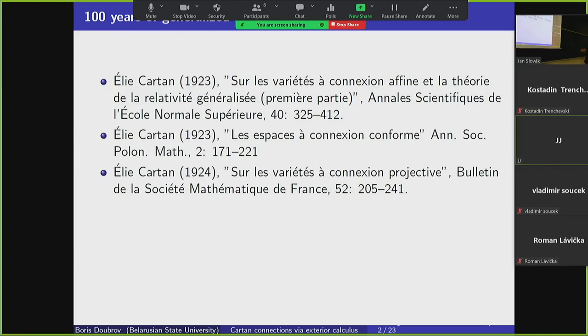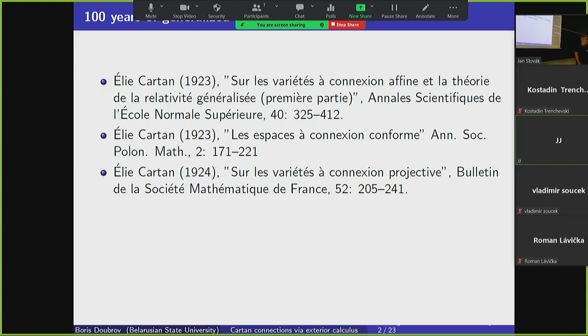This is the very first slide, and this is just a very short historical remark. What we call today Cartan connections was introduced by Élie Cartan, and he called them generalized spaces. Essentially the ideas and the concepts and many initial results originate from these three papers on affine connections, on conformal connections, and on projective connections. If you look at the dates, they come from 1923, 1924, which means that we are right now exactly 100 years after the initial concepts were introduced.